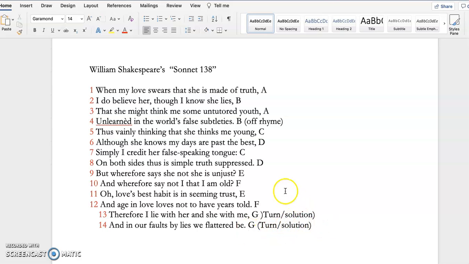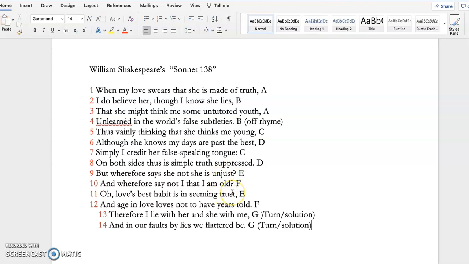Also, you want to look at the end rhymes and see if there's any kind of connection. So truth and youth, that's interesting. Lies and subtleties: there's something about this off rhyme that you might want to pay attention to. Subtle lies, maybe. Young and tongue. So young tongue, that's interesting. Best and suppressed. It's best suppressed. Shakespeare, like I said, is a trickster, so just pay attention to this stuff.